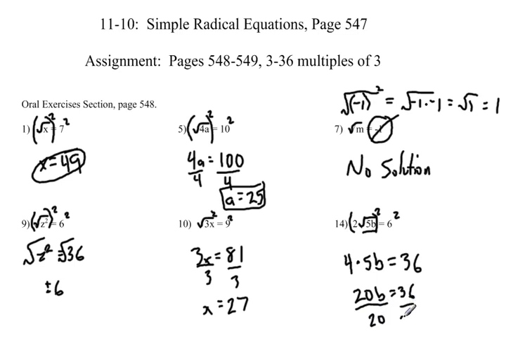To isolate my variable, b equals 36 over 20, which can reduce by dividing both by 4, so it'd be 9 over 5. And no plus-minus symbol needed. The only time you're going to need that is when you have an exponent, as we did at number 9 right here, underneath the square root symbol.